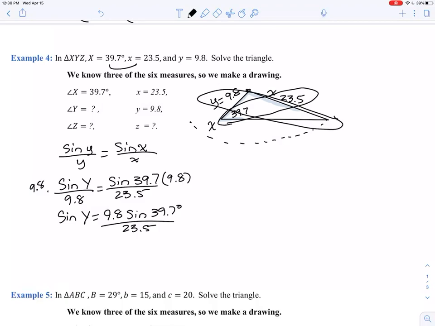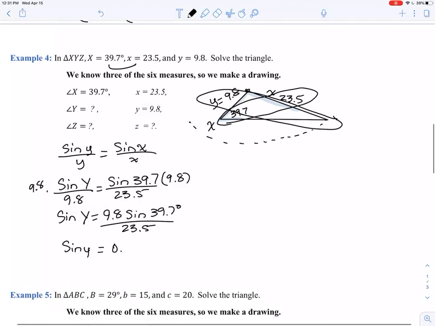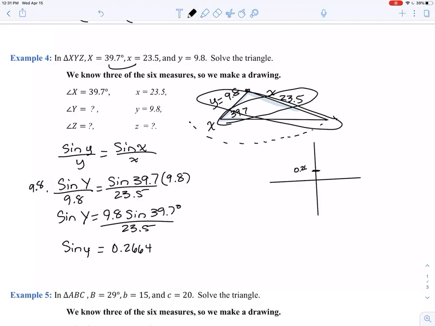And then, of course, if I were to simplify that, that would say sine of Y equals, let me get this value exactly, I have it written down right here, approximately 0.2664. And so if I were to go on my unit circle here, where your sine of Y, remember, is your Y coordinate, and I put that point right here, 0.2664.